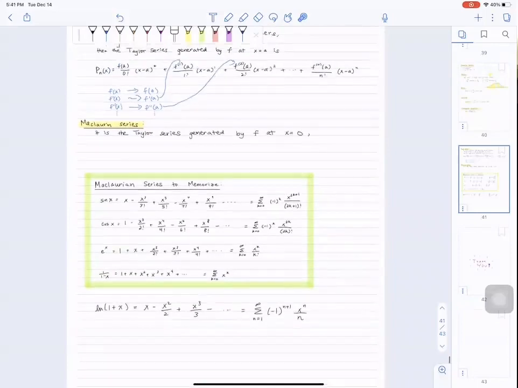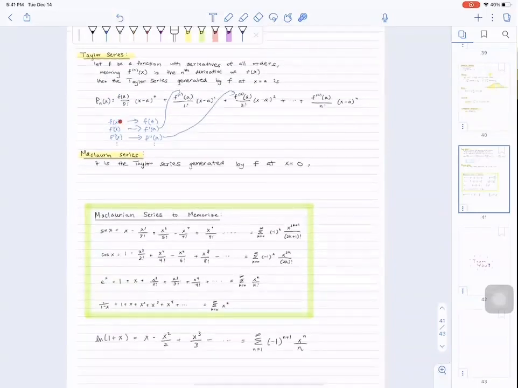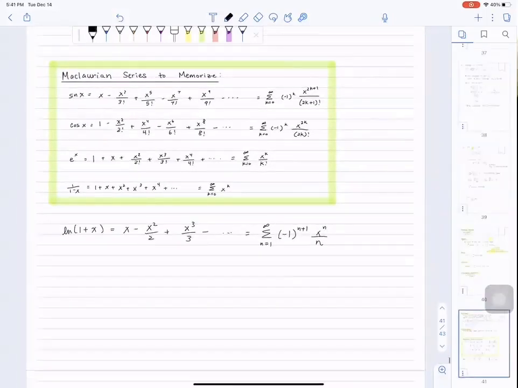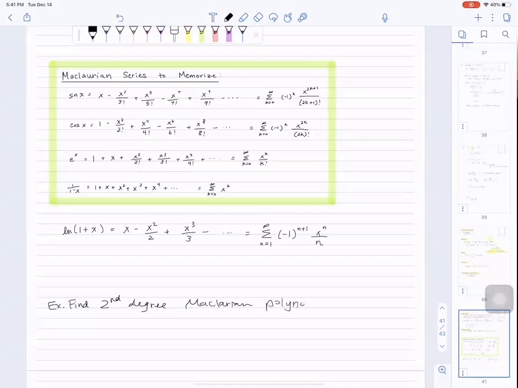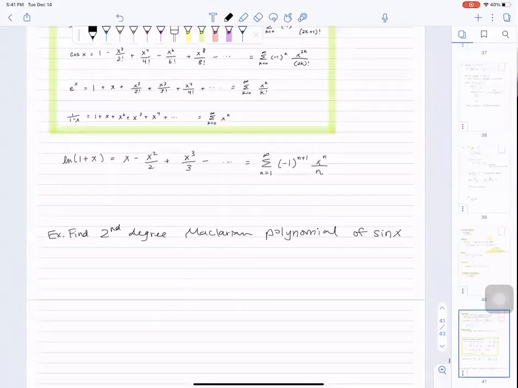Okay, and if it asks you, question: if it said find the second degree Maclaurin polynomial, what is the exclamation mark? That's factorial. So sine x. So the question, what is the exclamation mark? The exclamation point is called the factorial.